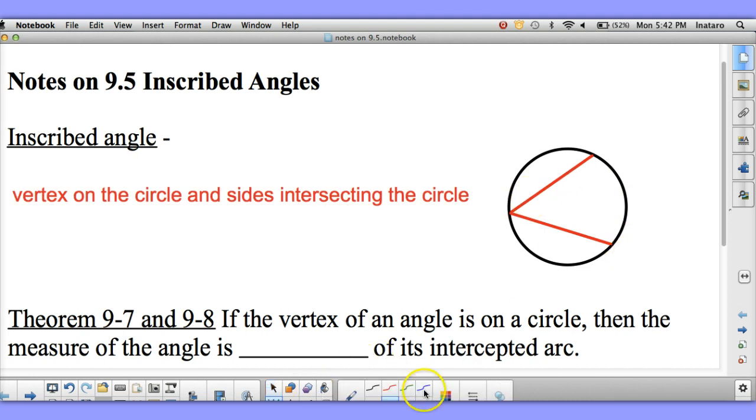We can see that there's an arc here between the ends of the angle, and this arc that I'm highlighting in blue is called the intercepted arc. What's the relationship between the measure of the inscribed angle and the intercepted arc?